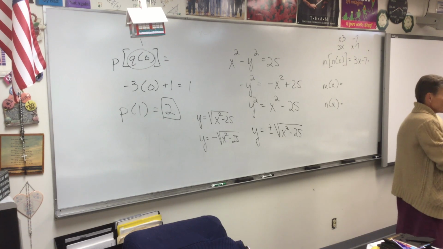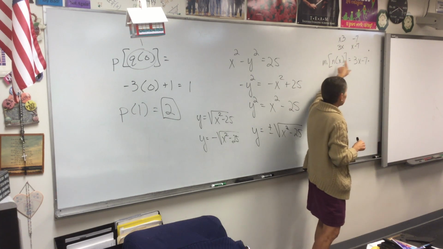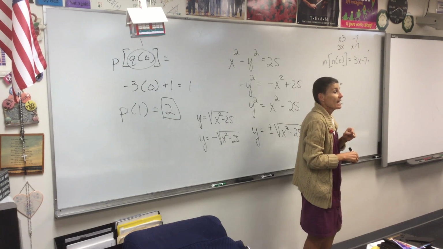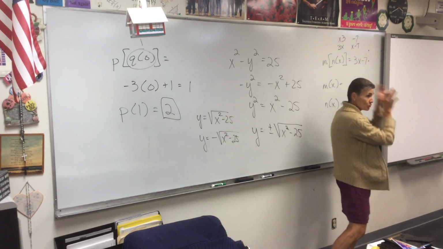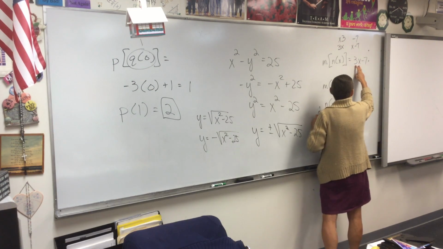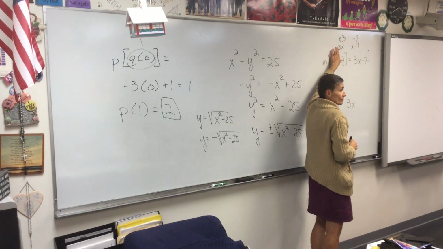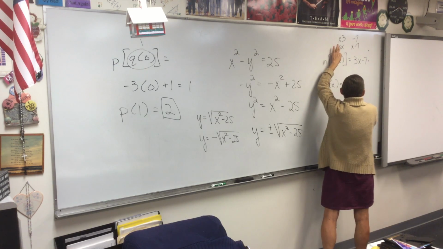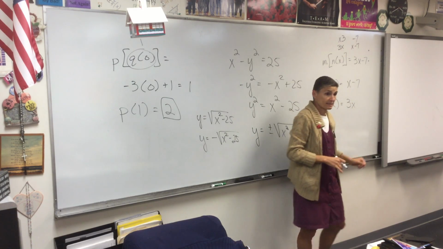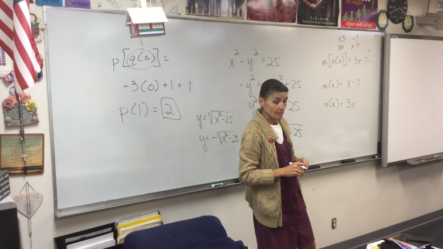Now what you have to do is get them in the right order. When we say m of n of x, which function comes first, m or n? N. N goes into m, right? So n must be the first operation. So n must be 3x. And the second operation is subtract 7. Now, when you write these functions, it's always x. Don't put anything else, it's always x.